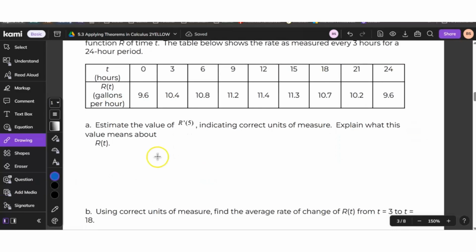Estimate the value of r prime of 5, indicating correct units of measure, and explain what this value means about r of t. Well, r prime of 5 is simply going to be what? If we're estimating it, we would use the two closest points to 5. So we're going to use 3 and 6. Y2 minus Y1. Exactly. So we're going to get r of 3 minus r of 6.